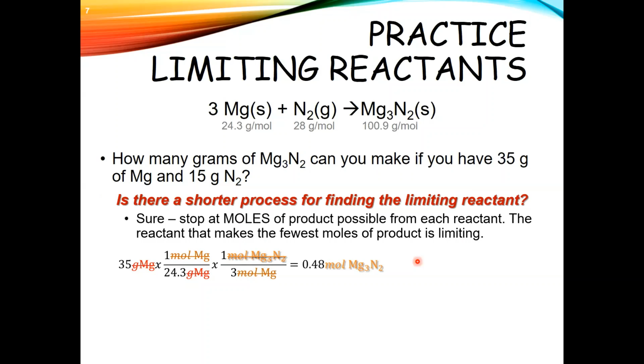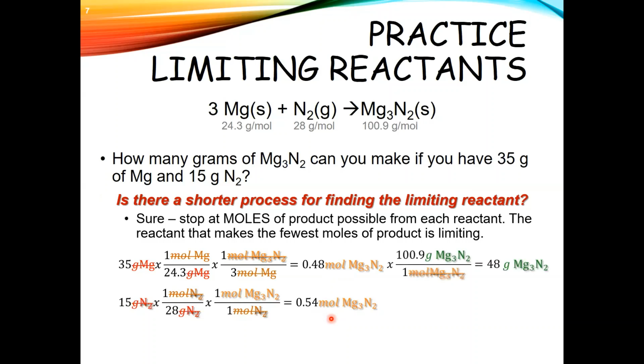If we do the same thing with the 15 grams of N2, divide by its molecular weight, and multiply by the mole ratio, we find that we could produce 0.54 moles of Mg3N2. Now we know that our magnesium is our limiting reagent because we can make less of it. And then we can just multiply this one by our molecular weight of Mg3N2 to figure out what we're actually supposed to get. That way you don't have to calculate how many grams for each of them, and it just saves this one little step for your excess reagents.